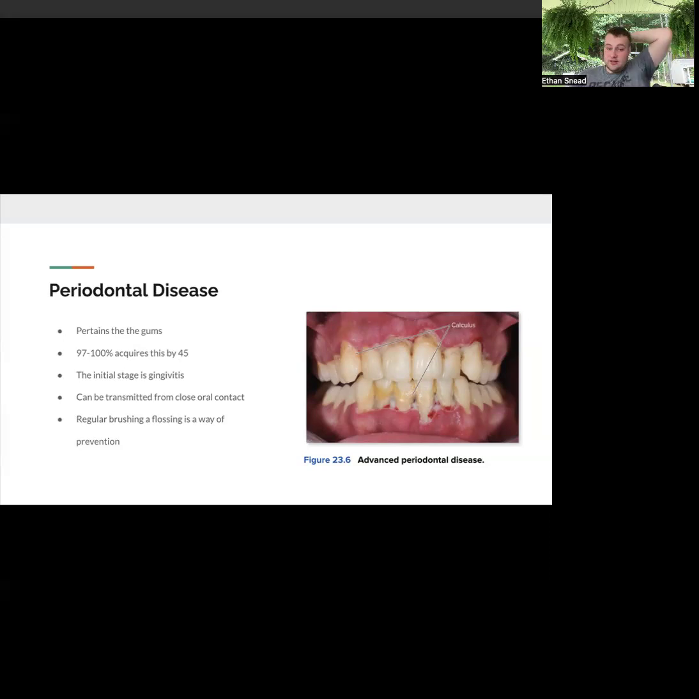The initial stage of this disease is gingivitis. So that's inflammation of the gum tissue in contact with the roots of the teeth. And signs of it are swelling, loss of gingival contour, patches of redness, and increased bleeding in your gums as well. This can be transmitted through close oral contact with other people, so like kissing and so forth.